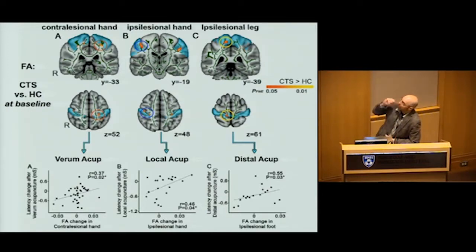Whereas if we looked at this location that's associated with the ankle, and we looked at the change in FA there, changes here were associated with improvements in the wrist only for distal acupuncture and not for local acupuncture or for sham acupuncture. So it's this specificity in S1 that's associated with these different treatment styles, and was, to me, very surprising and I think really interesting and something we need to follow up on in future studies.